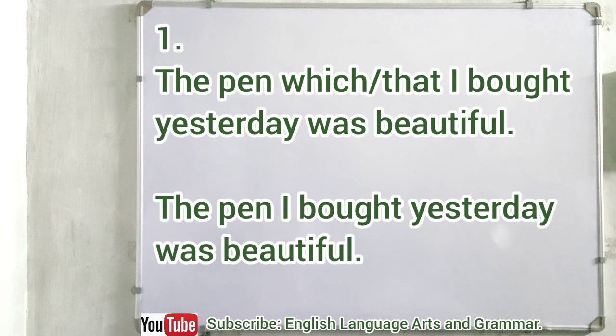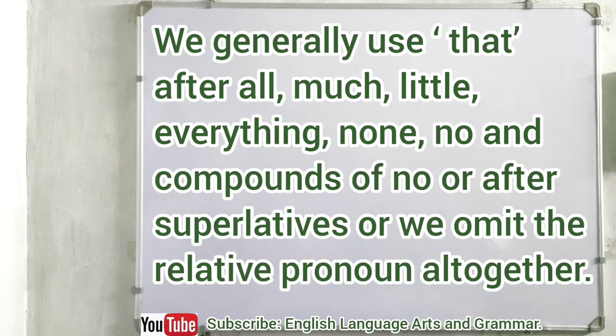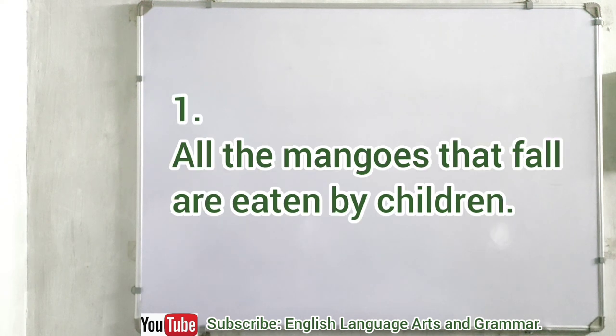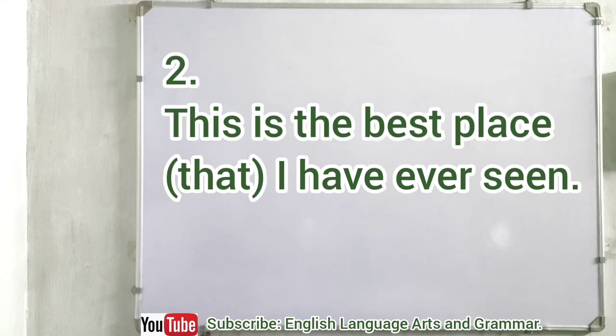Let us learn some examples. Example 1. The pen which/that I bought yesterday was beautiful. The pen I bought yesterday was beautiful. We generally use that after all, much, little, everything, no, and compounds of no, or after superlatives, or we omit the relative pronoun altogether. Examples. Example 1. All the mangoes that fall are eaten by children. Example 2. This is the best place I have ever seen.